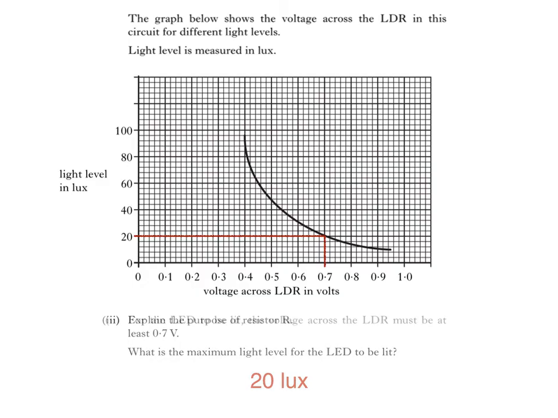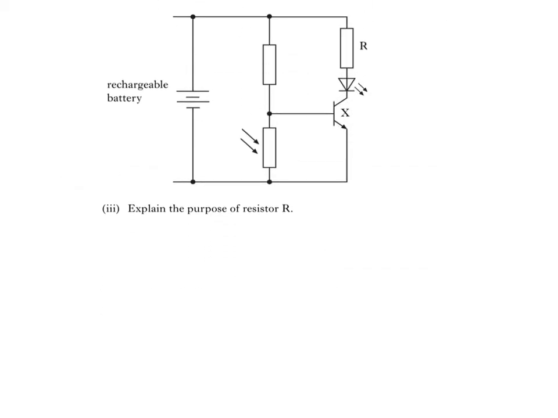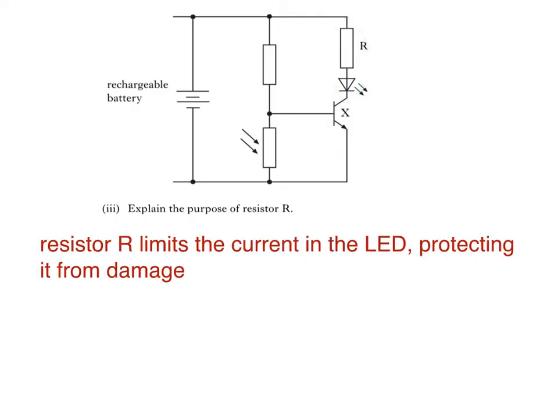Now, this is the final part of the question. B part 3 asks us to explain the purpose of resistor R. If you're anything like me, then you'll have forgotten all about resistor R by this point. So let's look at the circuit again. Looking at this part of the circuit, you can see that resistor R is in series with a light emitting diode, or LED. Anytime you see this, it's there for one reason, and that's to limit the current in the LED, protecting it from damage. That's a good phrase to memorise in case it ever comes up.